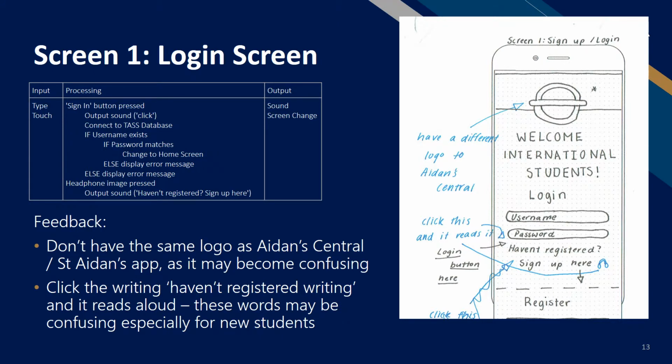When the Sign In button is pressed, the application connects to the TAS database and checks if the username and password are correct and match each other. If not, an error message is displayed, but if the username and password are correct, the user is taken to the home screen. If the headphone image is pressed, the user is read, "Haven't registered? Sign up here."